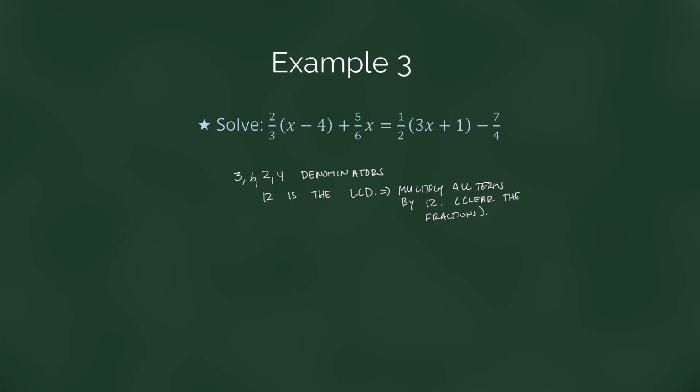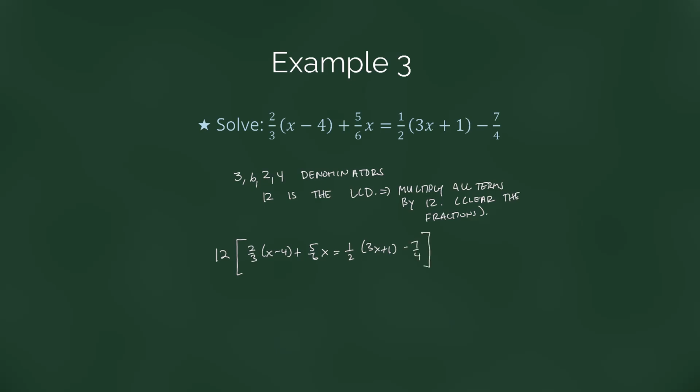As long as we do this to every single term and we do it on both sides of the equal sign, our equation won't change, its solutions won't change, and we're doing something that's legal algebraically. So I'm going to take 12 and I'm going to multiply it by the entire expression, 2/3 times x minus 4 plus 5/6 times x equals 1/2 times 3x plus 1 minus 7/4.